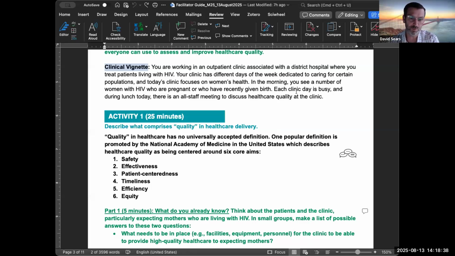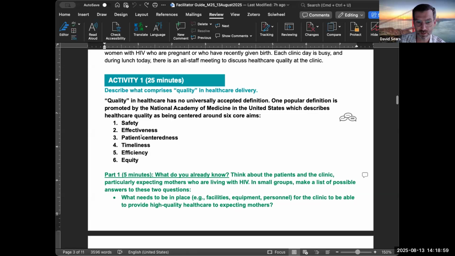So then the clinical vignette, we won't read all of this, but we'll go through potentially problematic areas of care in the clinic, such as women with HIV who are pregnant, who then drop out of care following childbirth, and how we can design an intervention. So in activity one, this is describing what comprises quality. We introduce one definition. There are many definitions out there, but this is a definition that describes healthcare quality as being centered around these six core aims. Again, this is just for sensitization and reference. So safety, effectiveness, patient-centeredness, timeliness, efficiency, and equity. If care meets all of these objectives, it should be high quality care.